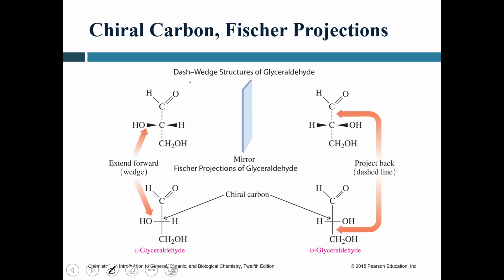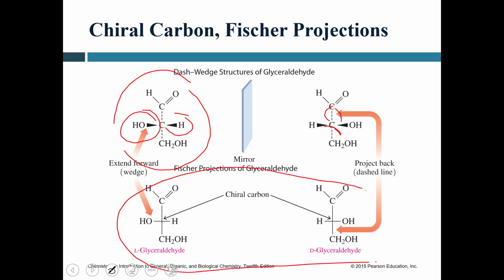So here, in this Fischer projection, these two groups go forward. That's a wedge, okay? The dashed bonds project back, okay? In the Fischer projection, vertical lines are used instead of the dashed ones. Horizontal lines are used instead of wedged ones, the ones that look forward.